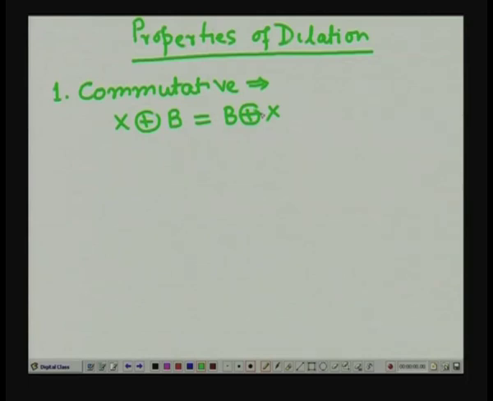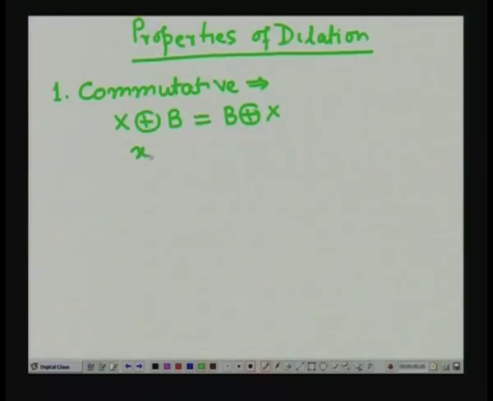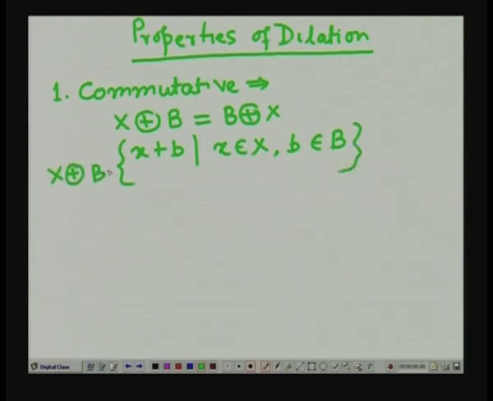Now, the proof of this is quite trivial, because as we have said, we can define this morphological dilation operation by vector addition. So, X dilated with B is nothing but all the resultant vectors when we compute x plus b, where x belongs to our image capital X and b belongs to our structuring element capital B. So, this is what X dilated with B is.